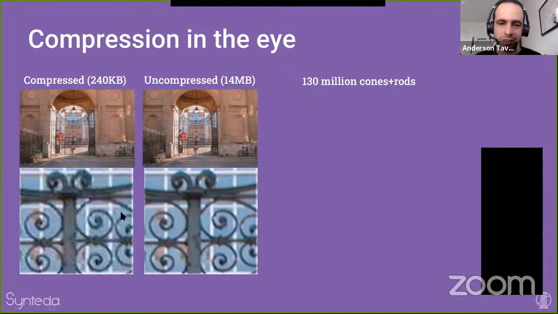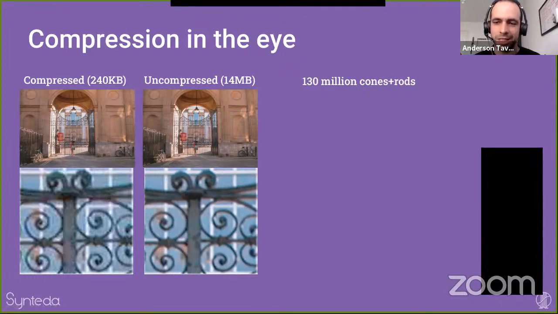For instance, in image processing, we have this compressed version of that image, which is 240 kilobytes. And if we uncompress that, we have 14 megabytes. That's not perceptible unless we zoom in on the image. Then we can see the differences.